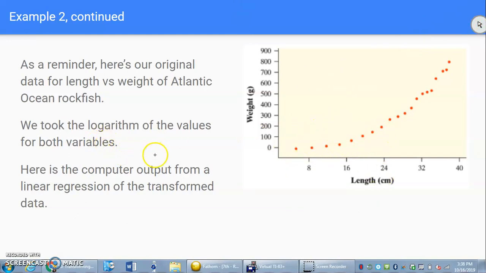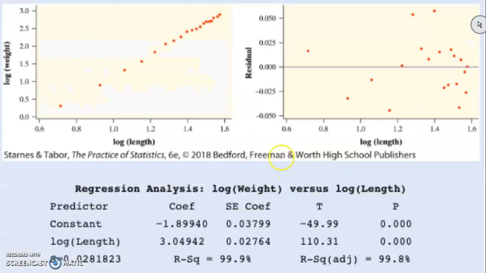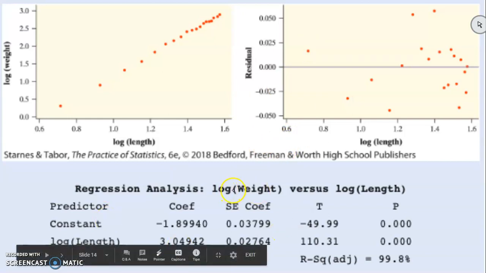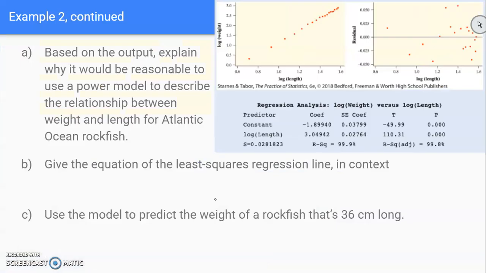So what I did was I took the log of both variables, so the log of the length and the log of the weight, and it ended up with this. So I have log length on my x-axis and log weight on my y-axis, and I can see that that data is pretty darn linear. It's very, very close to that strong linear relationship. On the right, you see a residual plot for log length and the residual, or difference between the line and log weights. And again, I can see there that I don't have any major curved pattern. This seems like a very, very good model. And then down here we have some computer output that we can use to write an equation.